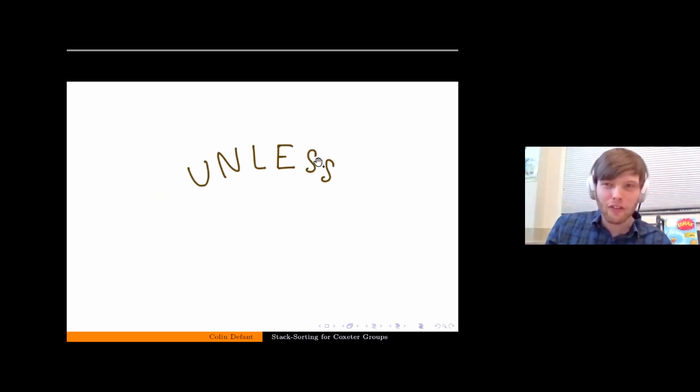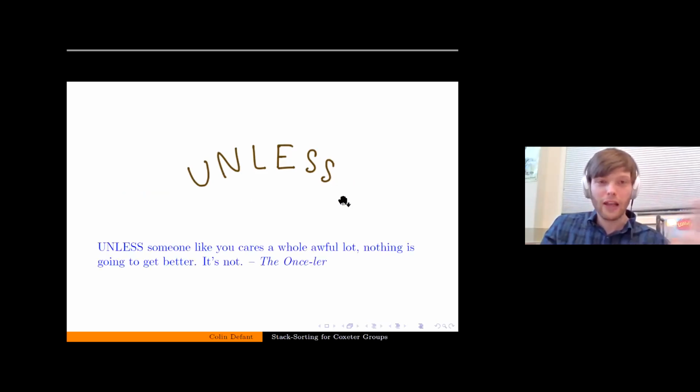Also, I'll explain this in the Lorax at the end. The Lorax writes this word "unless" on a pile of stones in this shape here. And then the Onceler interprets this as, unless someone like you cares a whole awful lot, nothing is going to get better. It's not. And this was definitely meant to be about the environment or something, but you could also interpret it in terms of non-invertible combinatorial dynamics or something like that. So anyway, that's my talk.